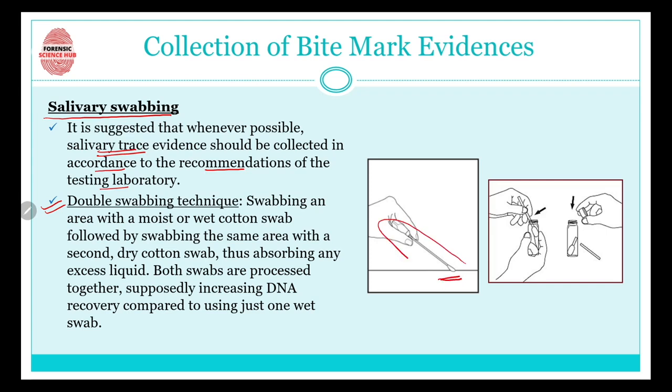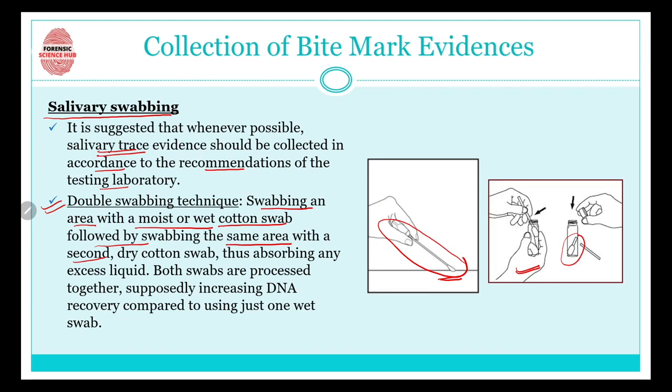This is a swab, and we swab an area with a moist cotton swab. This is a cotton swab and it is slightly moist or wet, and it is followed by swabbing the same area with a second swab. So first a moist swab is taken and rubbed over the area so that the saliva can get transferred to the swab, and then this swab is taken in a bottle. The upper portion is cut in half and thrown away, whereas the main portion is left in the bottle and then the bottle is closed.